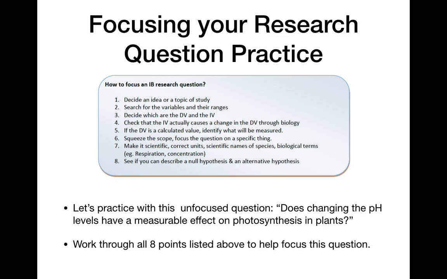So we're going to first start with deciding the idea or topic of study, looking for variables and their ranges, deciding on the DV and the IV, and checking that the IV actually causes a change to the DV through biology, so you have to do some research. Is that a relationship that actually exists? Something might happen. If the DV is a calculated value, identify what will be measured. Squeeze the scope, focus the question on specific things, so narrow it down, like what species you're going to be working with, what pH range. Make it scientific: correct units, scientific names of species, biological terms, that kind of thing. And see if you can describe a null and alternative hypothesis. Alternative hypothesis is another name for experimental hypothesis, but it's the same thing.